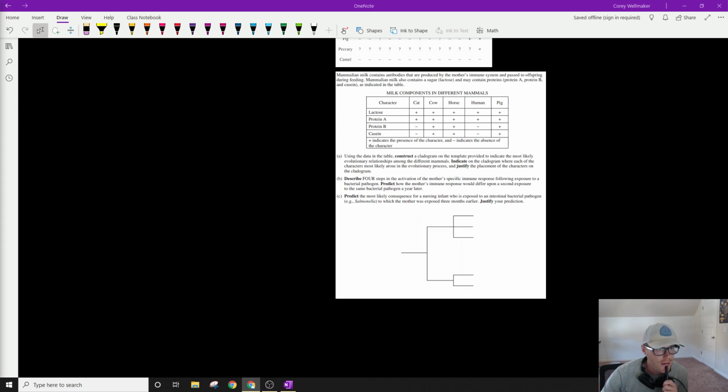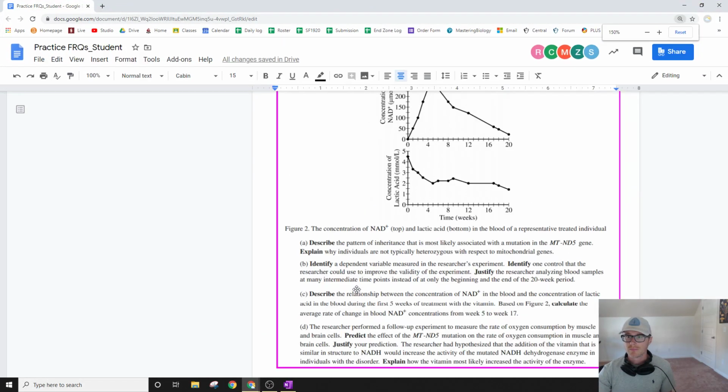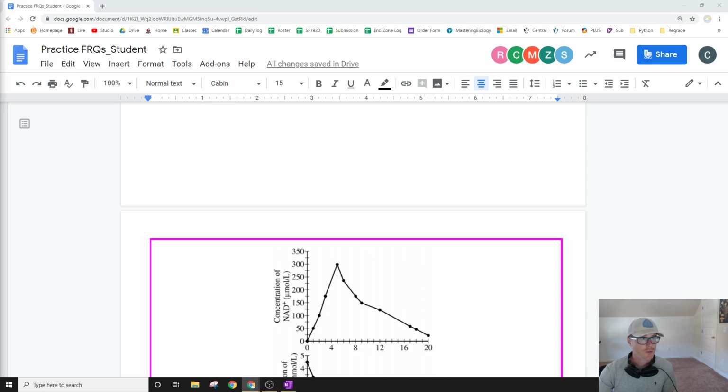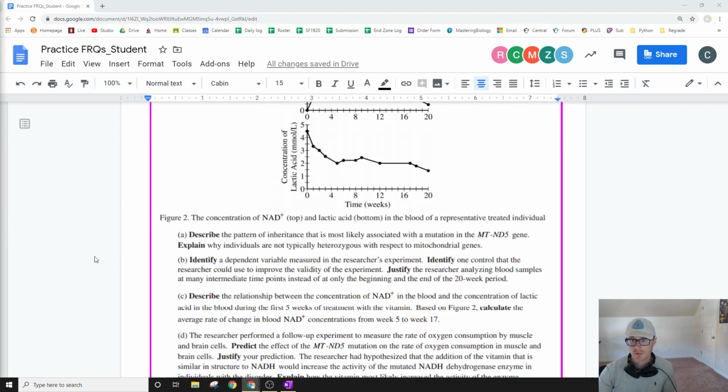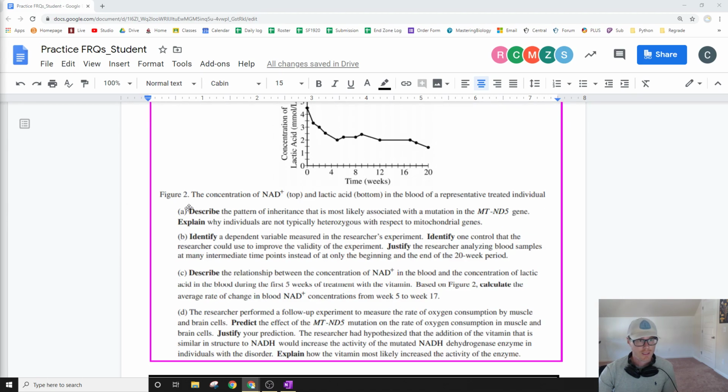A. For the first FRQ? Like the first one for today or the first one period? Confused about A for the first FRQ. The pattern of inheritance? Okay.